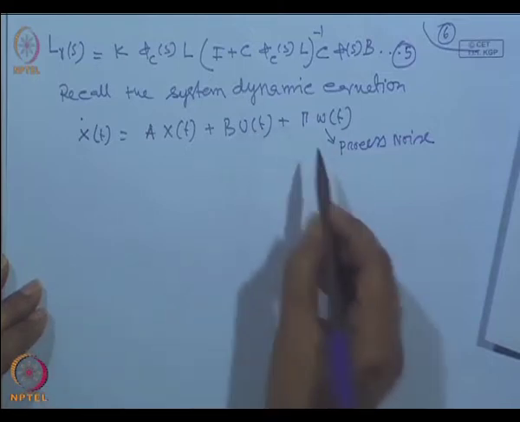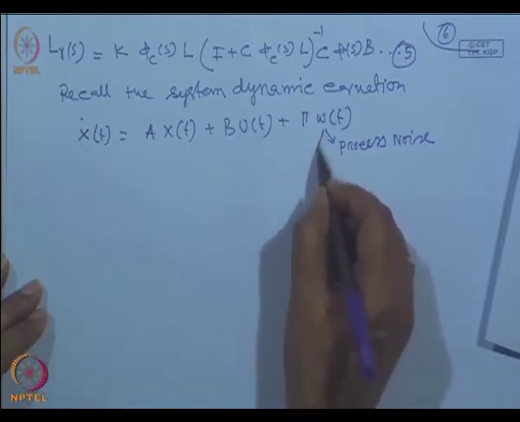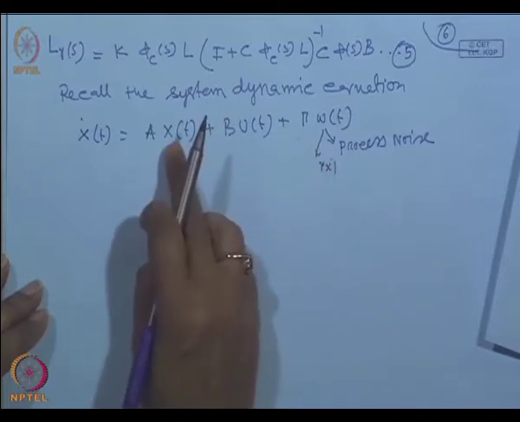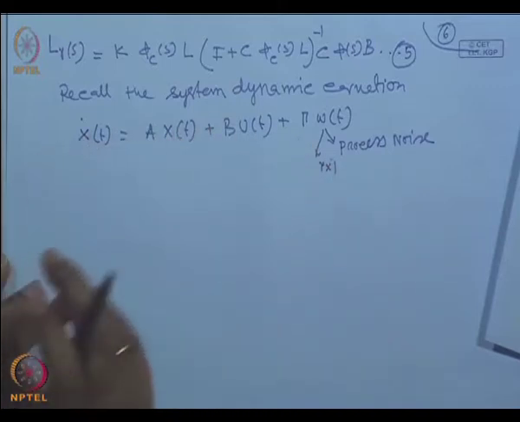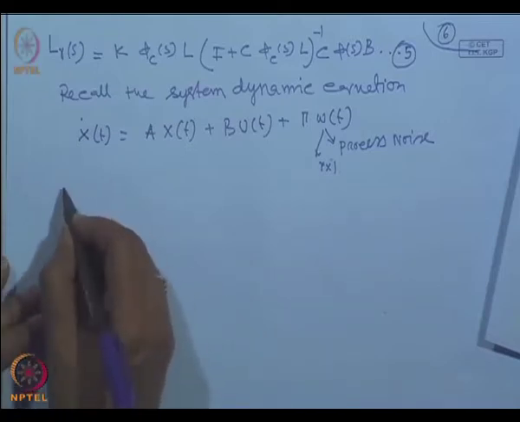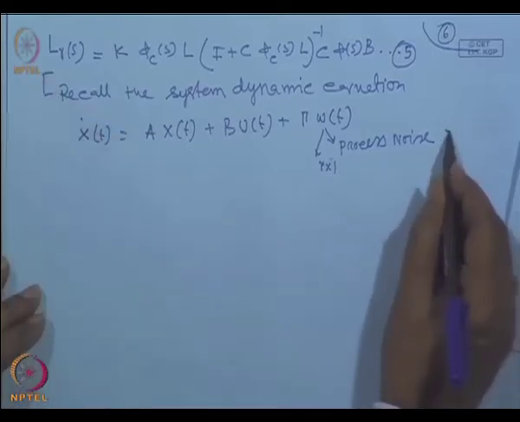Again, we know its dimension, let us call it dimension r cross 1. The other dimension we have already specified in our previous statement of the LQG problem. So, this is the process noise covariance matrix. If you recall this one.